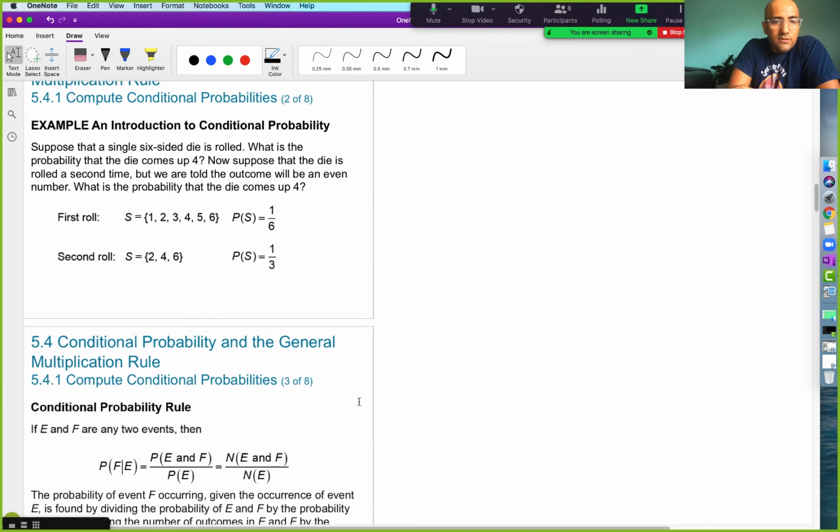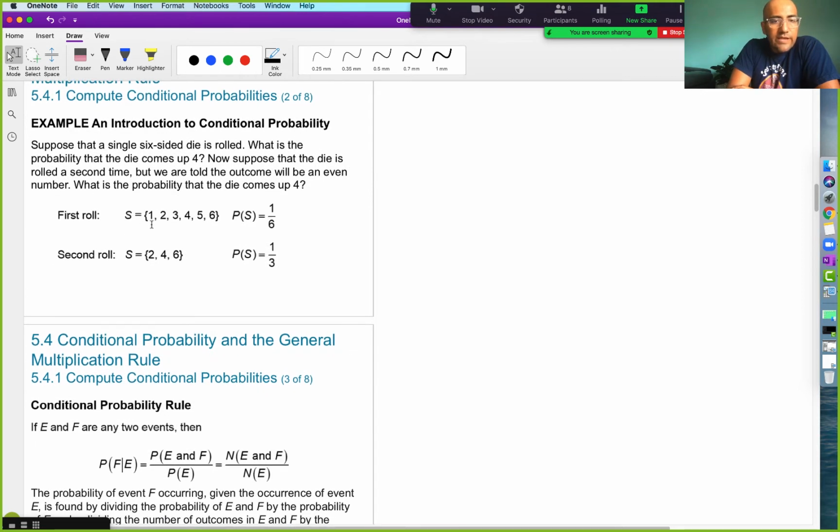Okay, so this is what the author did, same thing. Here's our sample space of the original roll, 1, 2, 3, 4, 5, 6. So the probability that we roll a 4 is 1 out of 6, that's 16.67%. And the probability that we roll a 4, given that we know it's definitely even, has narrowed down our sample space to a smaller subset of just a 2, a 4, or a 6, of which the probability of getting a 4 is going to be 1 out of 3.